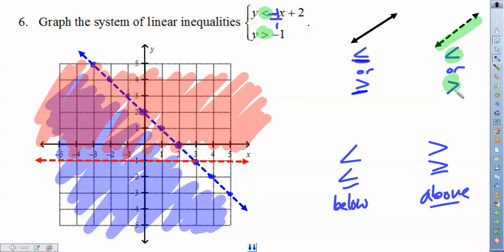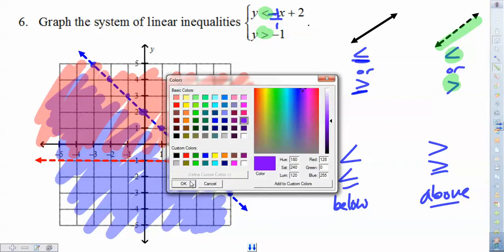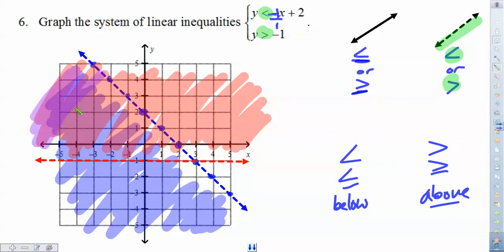The key to making Mr. Cook happy is I want you to shade or figure out the spot where a point could live that would make both the red line and the blue line happy. It's that purple area in there, isn't it? This spot right there. Make this dark, dark, as dark as you can. You need to do whatever you can to make sure that I know that is the solution area. Okay?